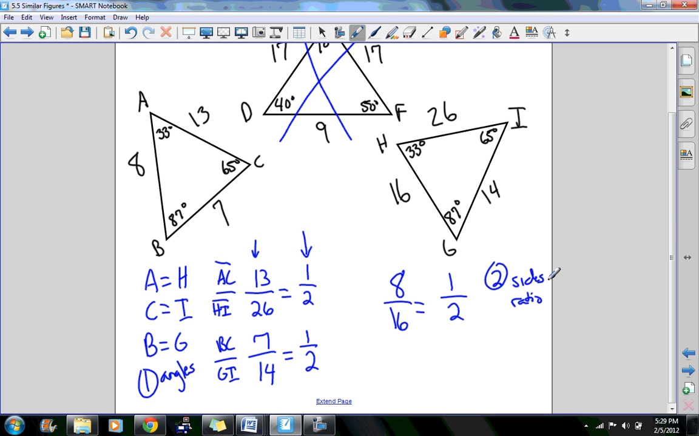Now we just have to write the statement. So I'm going to go just in order I have written here. A, C, B is similar to, that symbol right there, and I write it in the same order, H, I, G. ABC is similar to HIG. That's what that means. Alrighty, if you have any questions on that, be sure to ask me. I'm probably wandering around the classroom right now. I'd love to help you.